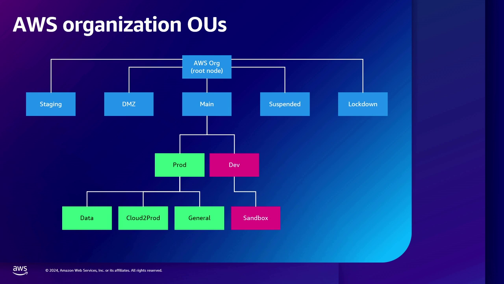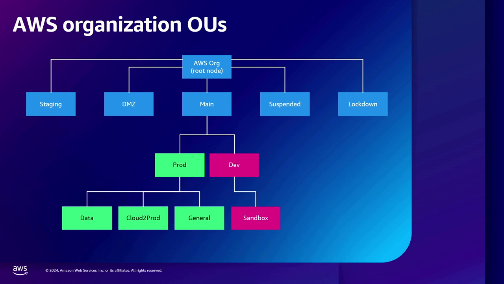DMZ is special. DMZ is free of every policy we put in this organization. DMZ is for use cases like where you need to use root. We block root everywhere in AWS. So if you ever have to use root, your account goes to DMZ. We log into the account as root. We do our thing. We move it back to main.